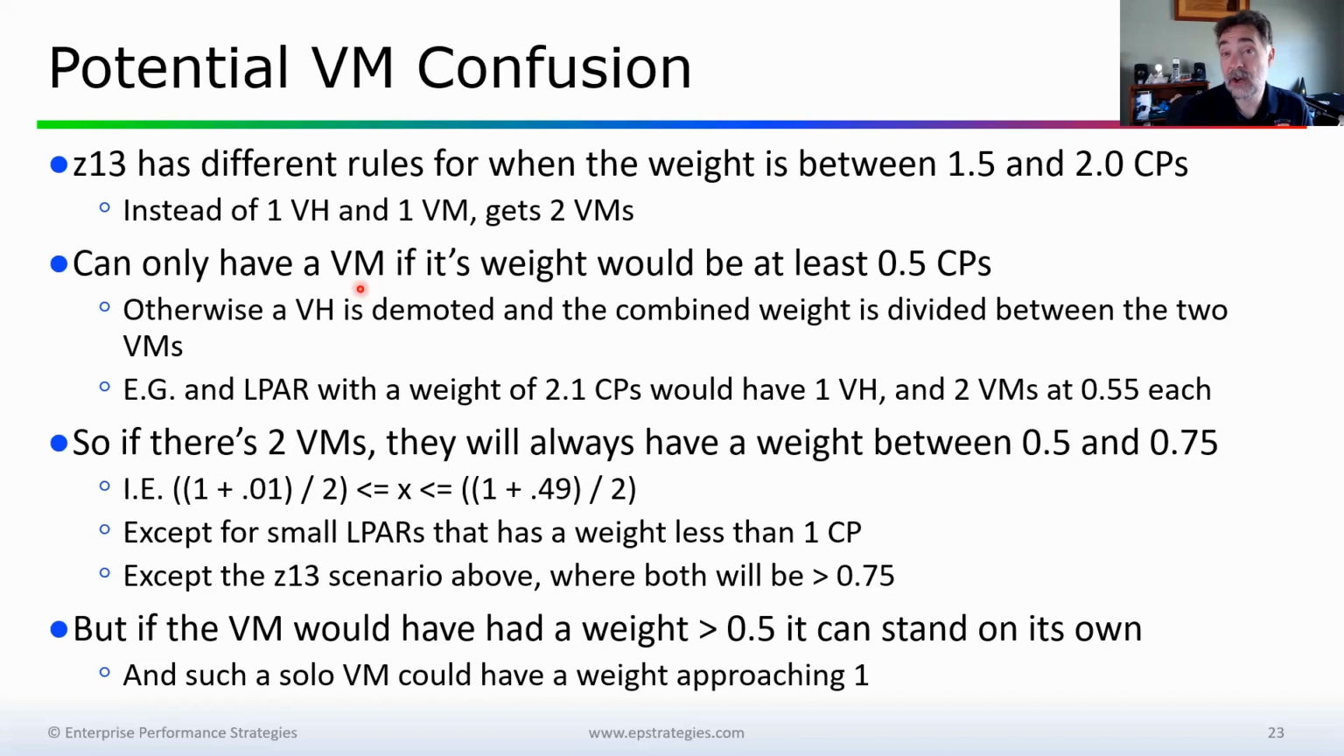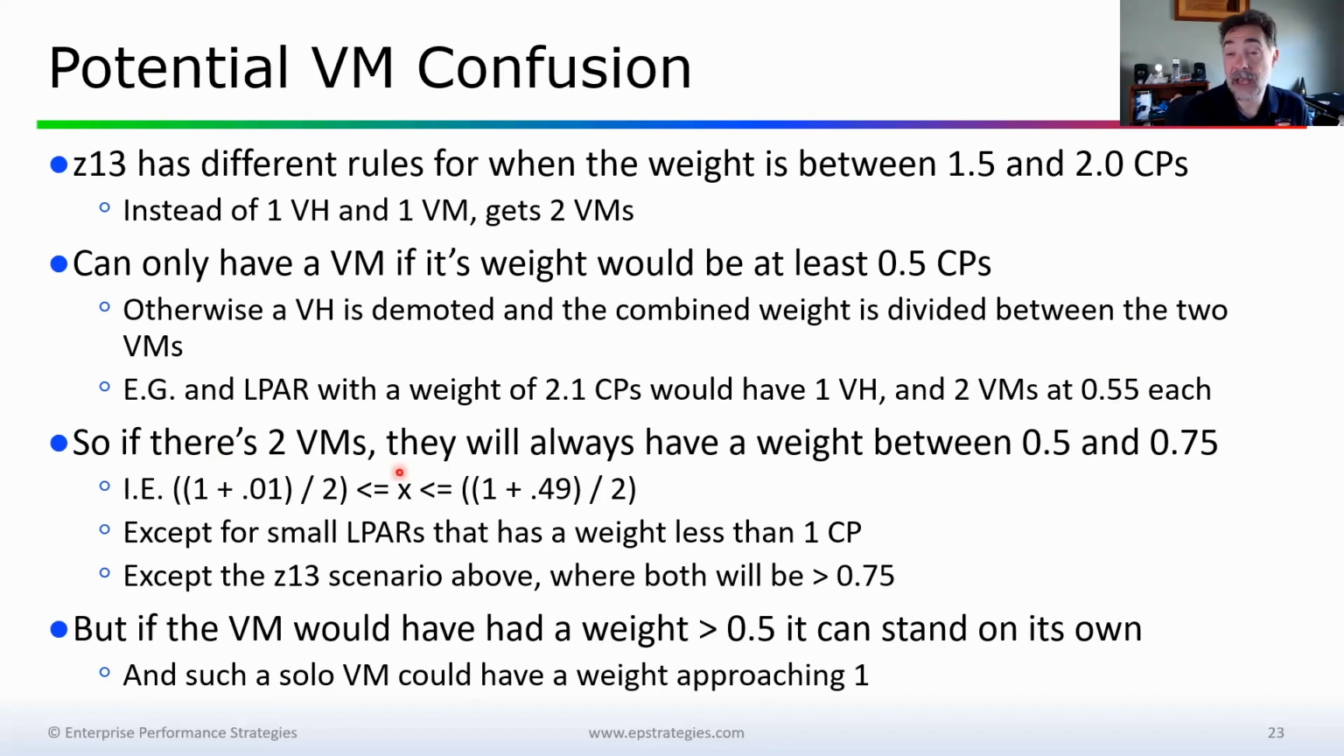Basically, you can only have a vertical medium if its weight will be at least half a CP, unless you have a tiny LPAR that's going to equate to less than that anyway. Otherwise, you demote a vertical high and it gets divided between the two vertical mediums. So again, your LPAR with a weight of 2.1 CPs would have one vertical high and two vertical mediums at 0.55 each.